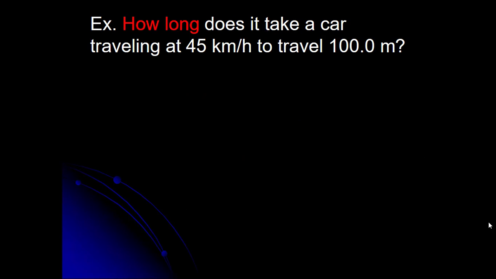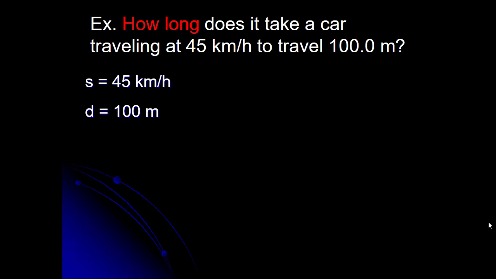Now here's a fun one. How long does it take a car traveling at 45 kilometers per hour to travel 100 meters? Now this one's kind of tricky because our speed is given as 45 kilometers per hour, which is pretty typical when you're talking about a car. And we are given the distance as 100 meters.